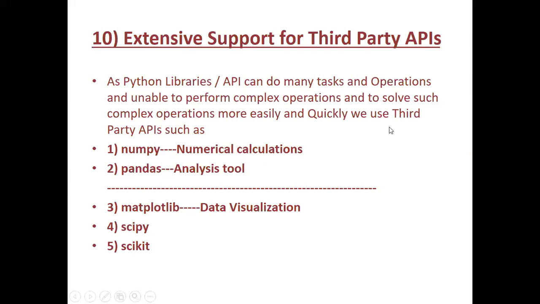Third-party APIs. What is the full form of API, student? Told you yesterday also and today also. Tell me. Okay, one student is raising hand again. Rahman, yes. Please unmute yourself. Application Programming Interface. Yes. Thank you.